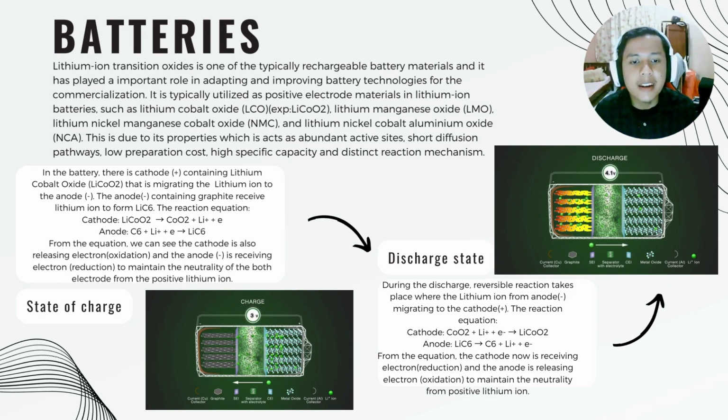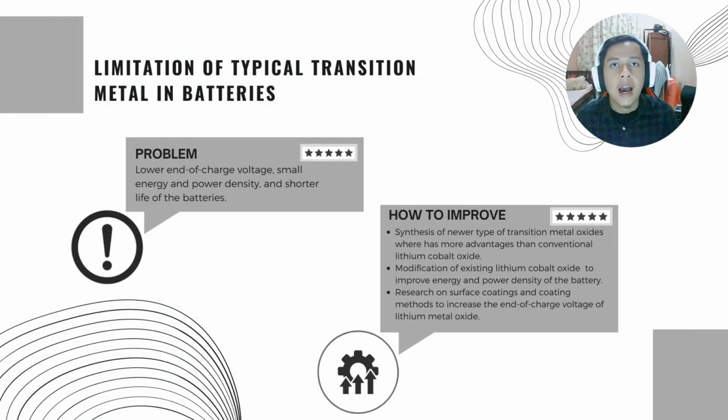For the discharge state of the battery, a reversible reaction takes place where the lithium ions from the anode migrate to the cathode, and from the equation, the cathode now is receiving electrons, which undergoes a reduction process, and the anode now is releasing the electrons. However, there are limitations in this typical transition metal oxide in batteries, such as lower end-of-charge voltage, small energy and power density, and shorter battery life.